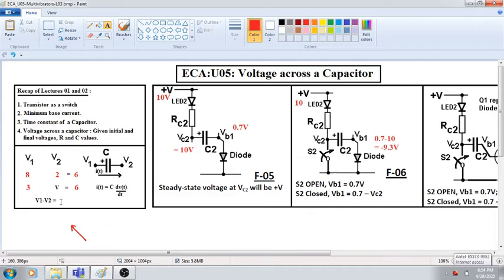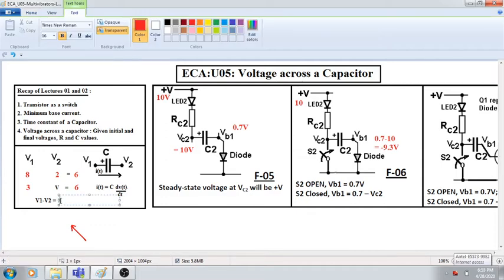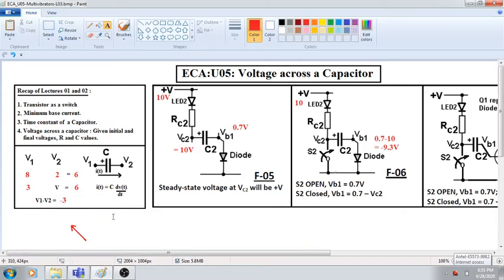So 3 minus V is equal to 6. So minus V is equal to 3. V is equal to minus 3. Understood? So this is how we will be able to calculate the values. So 8 minus 2 is 6. 3 minus V must be equal to 6. So minus V is equal to 6 minus 3. So V is minus 3. Okay, got it?